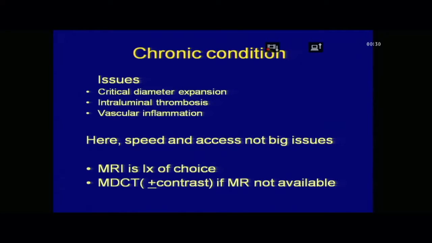In chronic conditions, like I said before, the issues are only the critical diameter expansion and looking for any complications which may have developed over the period, like thrombosis, inflammation. Hence, speed and access is not a big issue. So your investigation of choice here becomes MRI. And if for some reason the institute does not have MRI or the patient is contraindicated, there are some contraindications for MRI which we have talked about over the days. If those are present, then only a CT can be done.